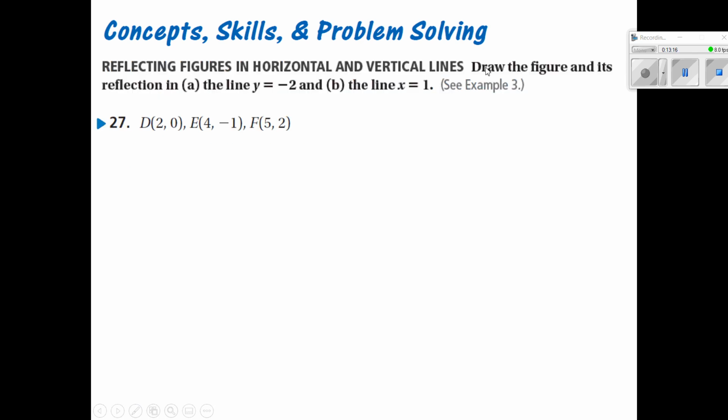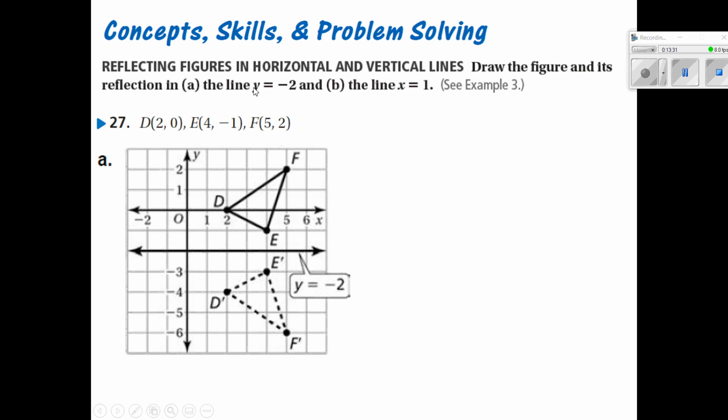For 27, draw the figure and its reflection in A, the line y equals -2, and B, the line x equals 1. So in A, the line is y equals -2. It says draw the figure and its reflection. So the figure was D, which is (2, 0). Then E was (4, -1). E was 4, 1, 2, 3, 4, right? And -1. And then F was (5, 2), that's 5 and 1, 2.